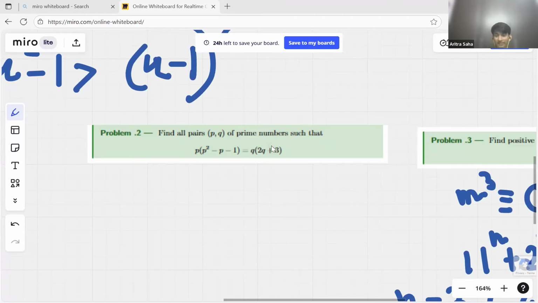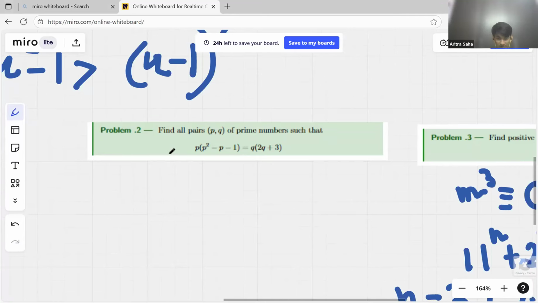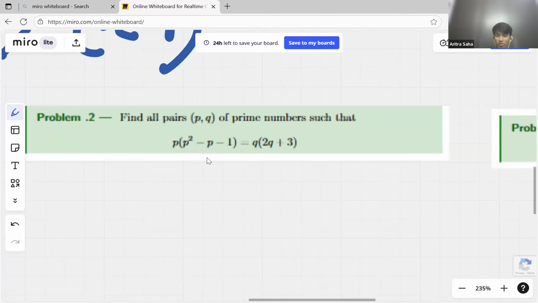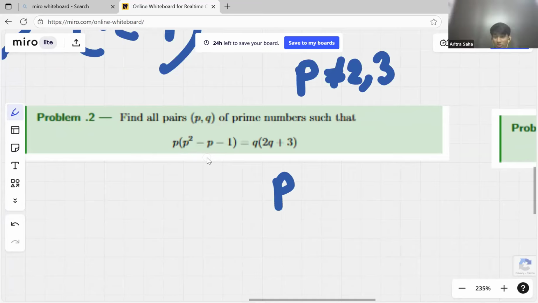You have p, q prime numbers. In the first two questions, we did it with integers, but here we want prime numbers. So what are special properties of primes? Maybe we could try mod 6. Okay, sure. So let's say p, q are not equal to 2 and 3, because we could do some divisibility stuff, like p divides 2q plus 3.